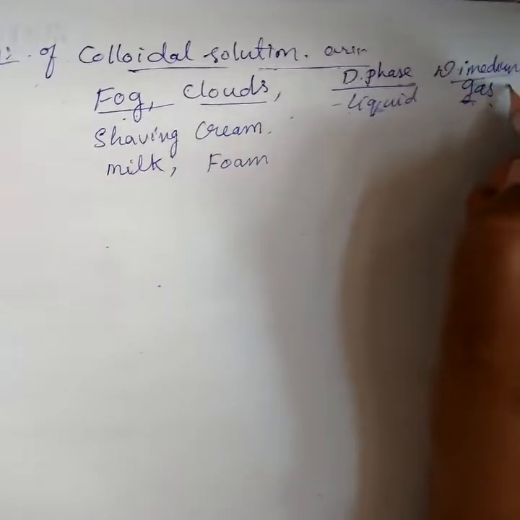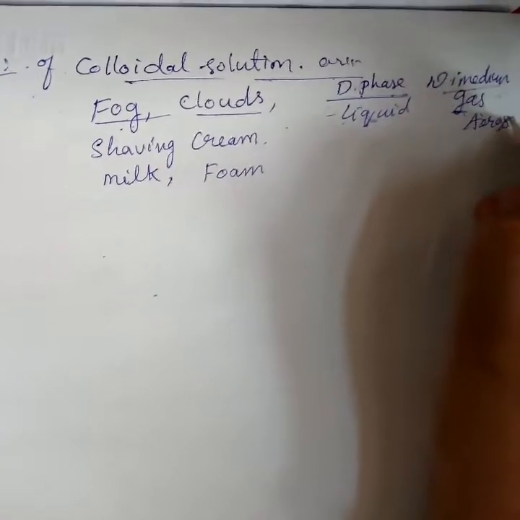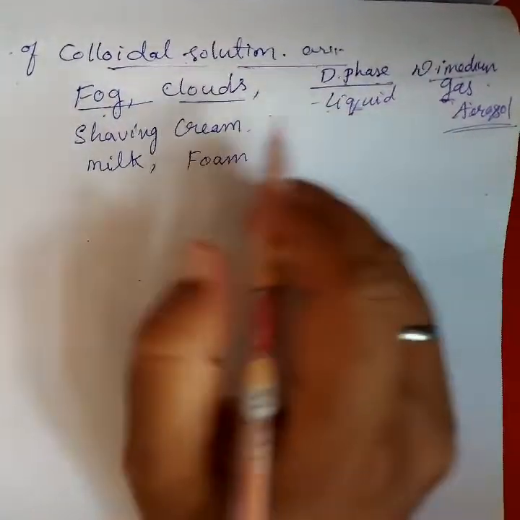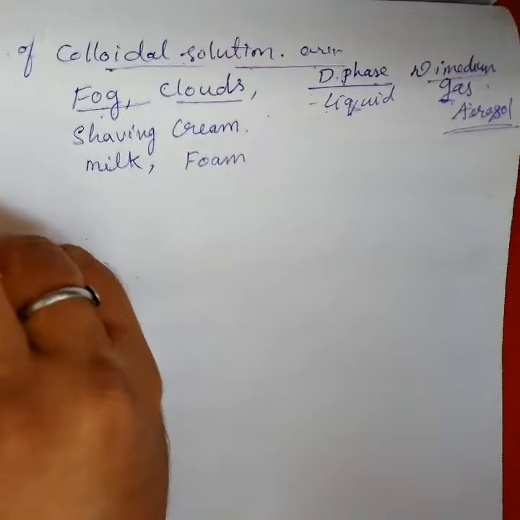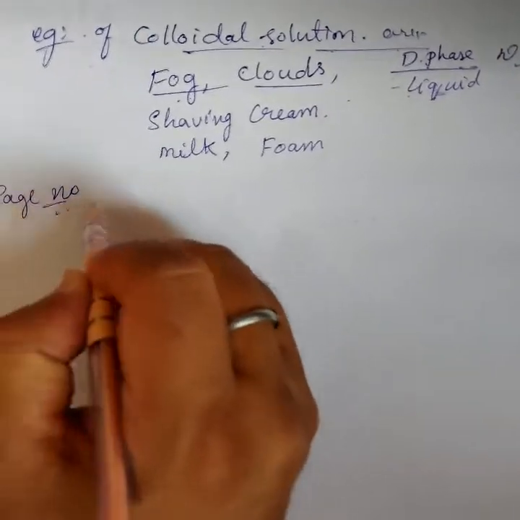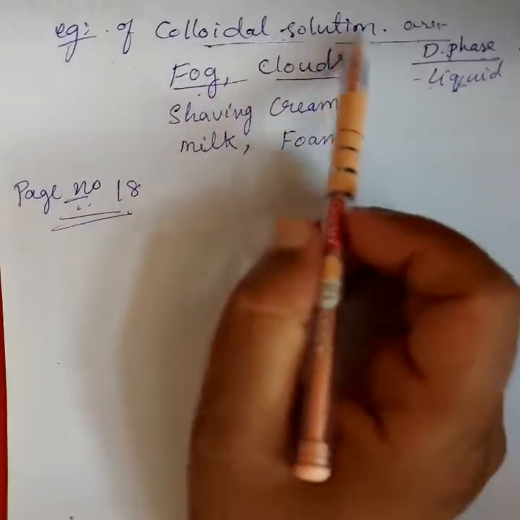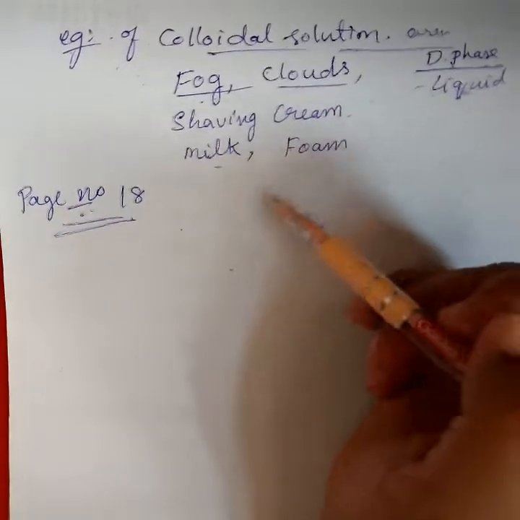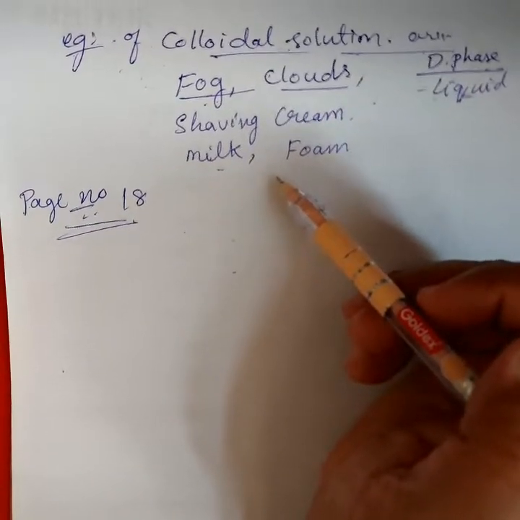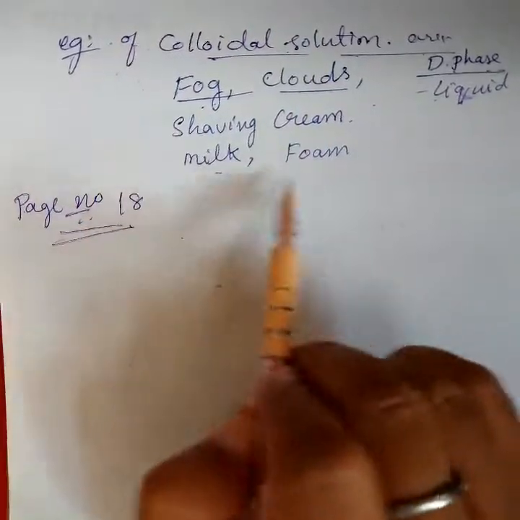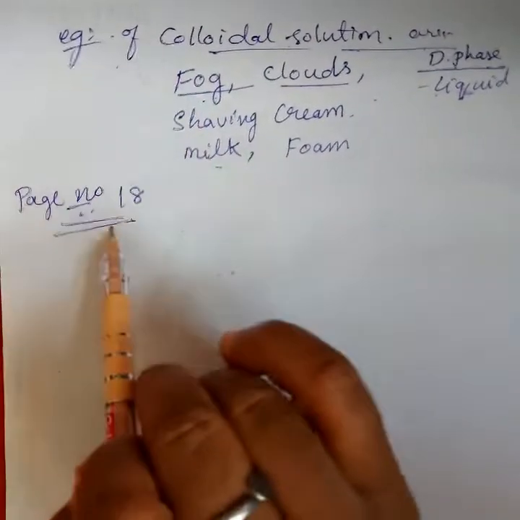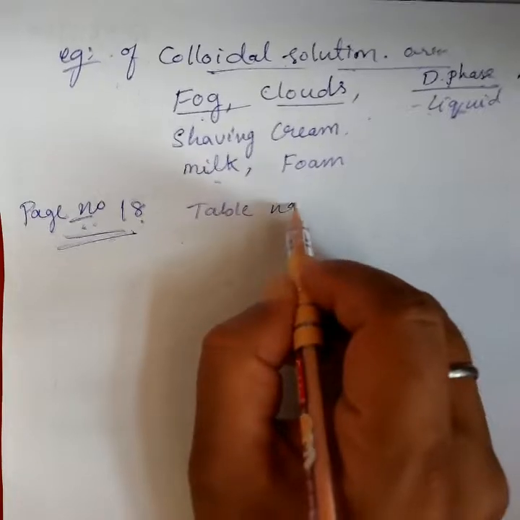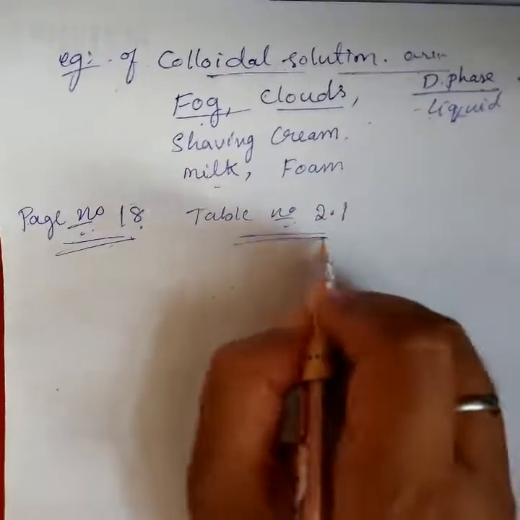Which type of colloid is this called? We call it an aerosol. And you can look at the table in your textbook, page number 18. Some more examples are given, such as shaving cream, milk, foam, and more types of colloids are given in that table. You just see the textbook page number 18, table number 2.1, and you can easily understand now.